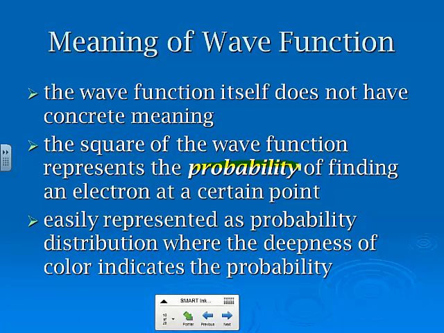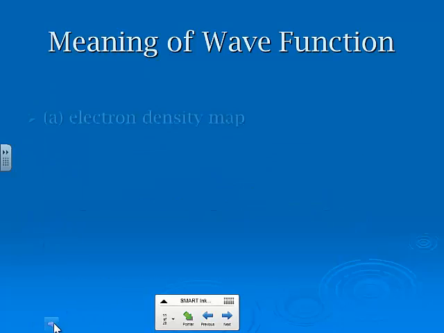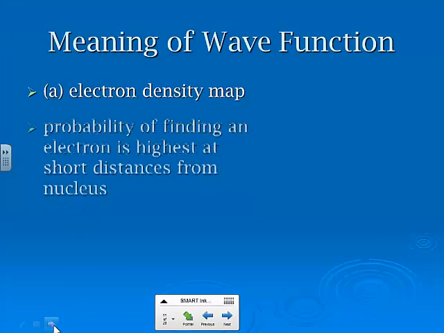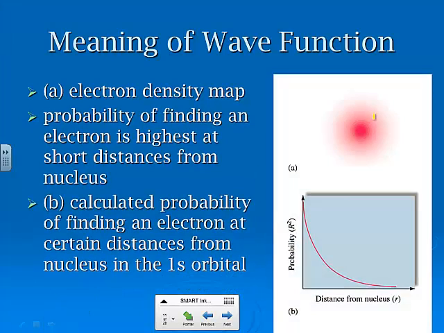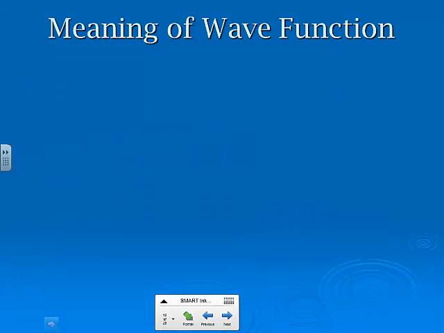But what it means is that the square of the wave function represents the probability of finding an electron at a certain point. And it's easily represented as a probability distribution, where the deepness of the color indicates the probability. And so this is where you have a density map where the probability would be in this darker area, and we can calculate probability of finding an electron of certain distances from the nucleus in the 1s orbital. Okay, and then obviously the further, here's our high probability, and that probability gets less and less and less as we get further away. Okay, so it's really just a lot of statistics to figure out where electrons are.